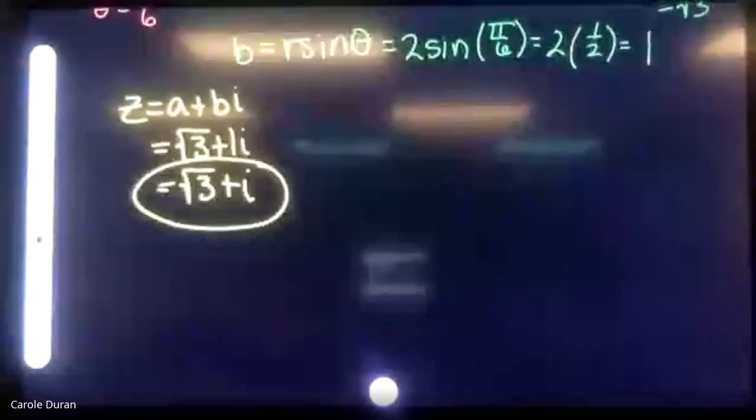So we took a trigonometric form of a complex number, pulled out the R and the theta, and then found our standard complex values, A and B, and then rewrote our complex number. Was that harder than we thought it was going to be? No. How straightforward was that? Was it okay? Not bad.